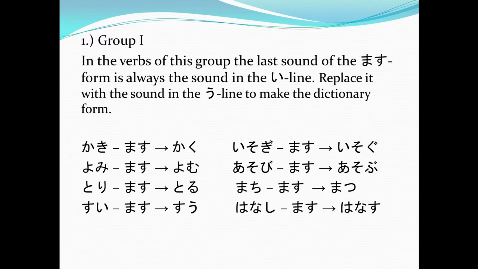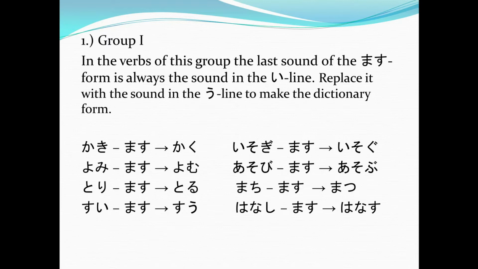So we have kakimasu. The sound before the masu is ki. To change it into the verb dictionary form, change the ki into its U line counterpart, which is ku. So kakimasu will become kaku. Again, kaku. Easy, isn't it? You don't have to add anything after transforming the E line into the U line. So kakimasu will become kaku.